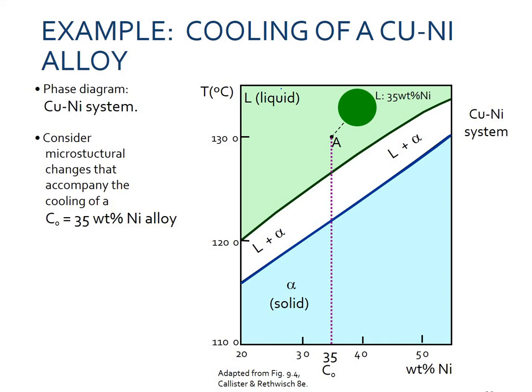Now we'll also be discussing what microstructural changes we can observe. Consider the microstructural changes that accompany the cooling of a 35 weight percent nickel alloy. This is again the copper nickel system, and we have shortened the diagram. We'll be discussing the microstructural changes from the liquid phase towards the solid phase. In the liquid region we only have liquid, which is a homogeneous phase, shown in dark green.